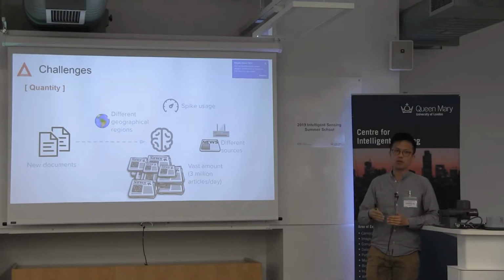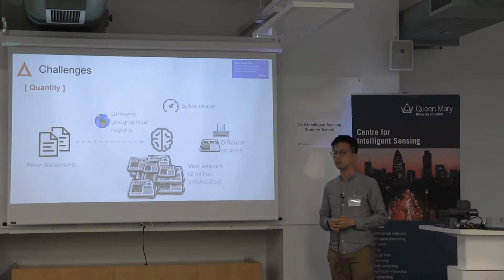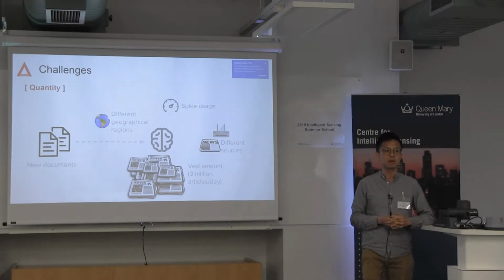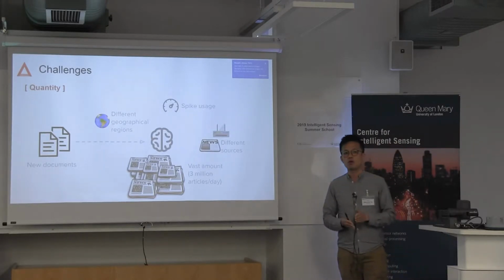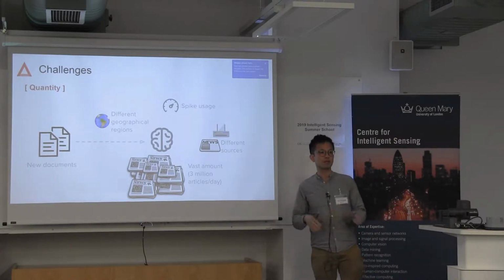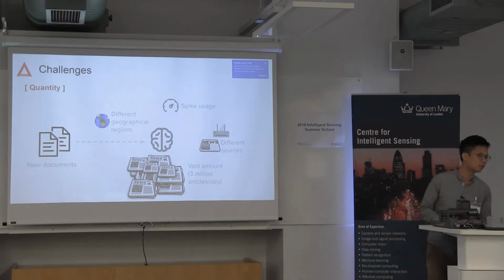And we have to have a resilient system to be able to process all these documents accurately and without error. And we also have to deal with spike usage, because these documents do not come into our system at regular time intervals. Sometimes when there are spikes, there will be hundreds of thousands of documents coming in within an hour, and we have to ensure our system is able to scale up itself so that it can handle all these spikes in a proper manner.